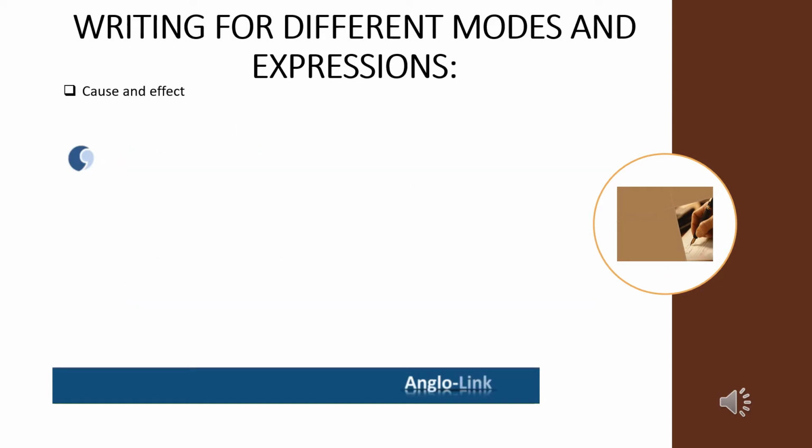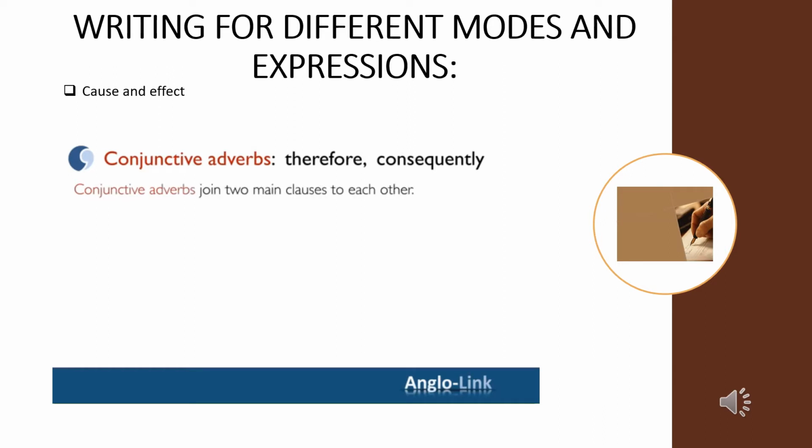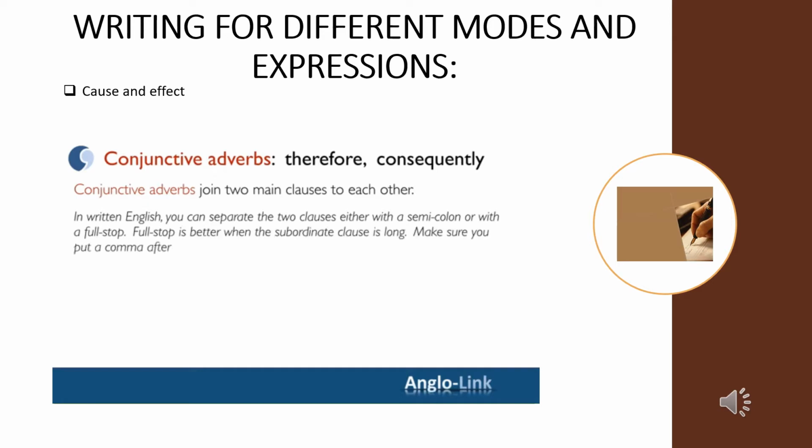Okay. Moving on to the third group, conjunctive adverbs, therefore and consequently. Conjunctive adverbs join two main clauses to each other. In written English, you can separate the two clauses either with a semicolon or with a full stop. Full stop is better when the first clause is long, and make sure you put a comma after the adverb. For example, it is reasonably priced, semicolon, therefore, comma, a great number of people purchase it.